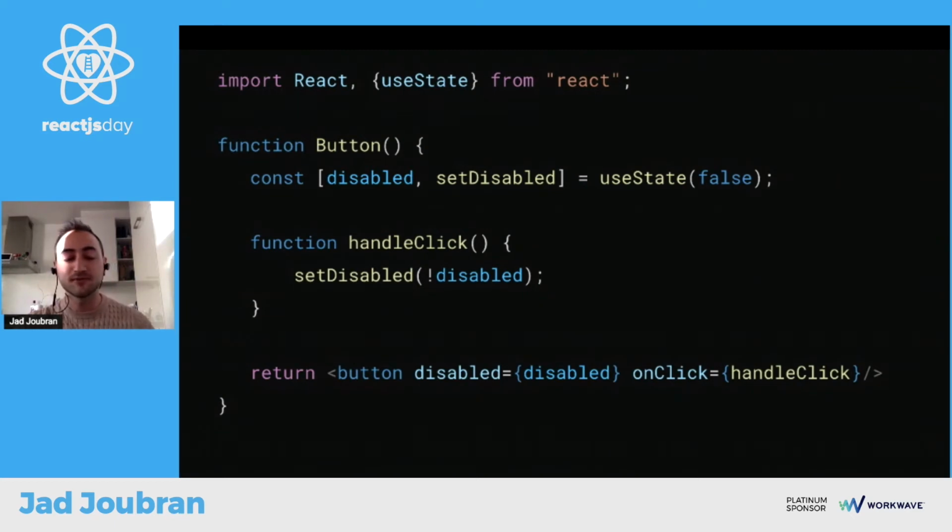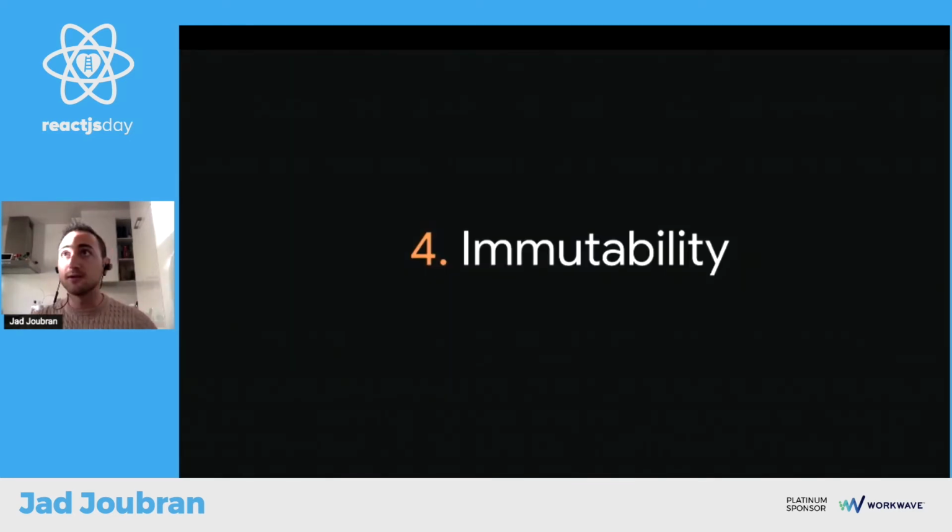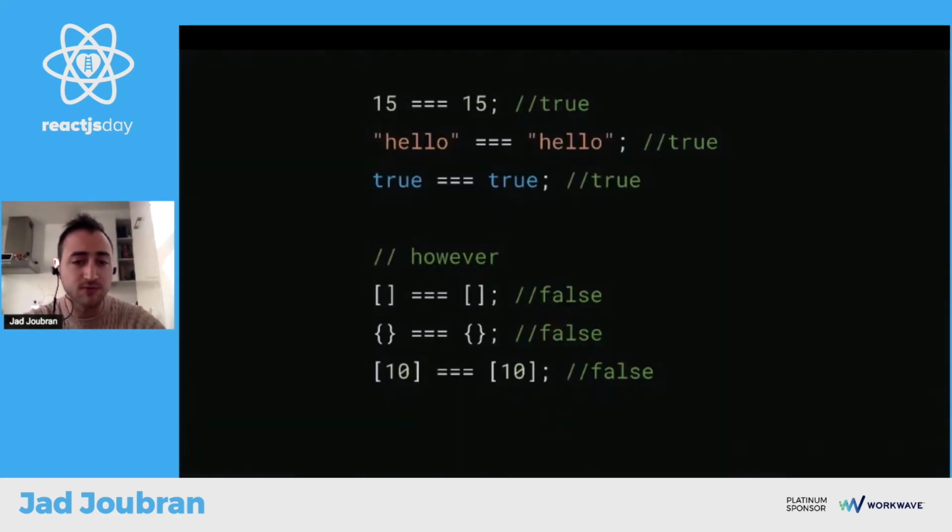Now onto the fourth: immutability. This is a JavaScript concept that affects React quite a lot, so I think this is a very important concept. Let's take a look at these examples. If you take number 15 and compare it to number 15 with a triple equal in between, you get true, and we expect that. String hello triple equals string hello, we get true as well. True triple equals true, we also get true because these values are exactly the same.